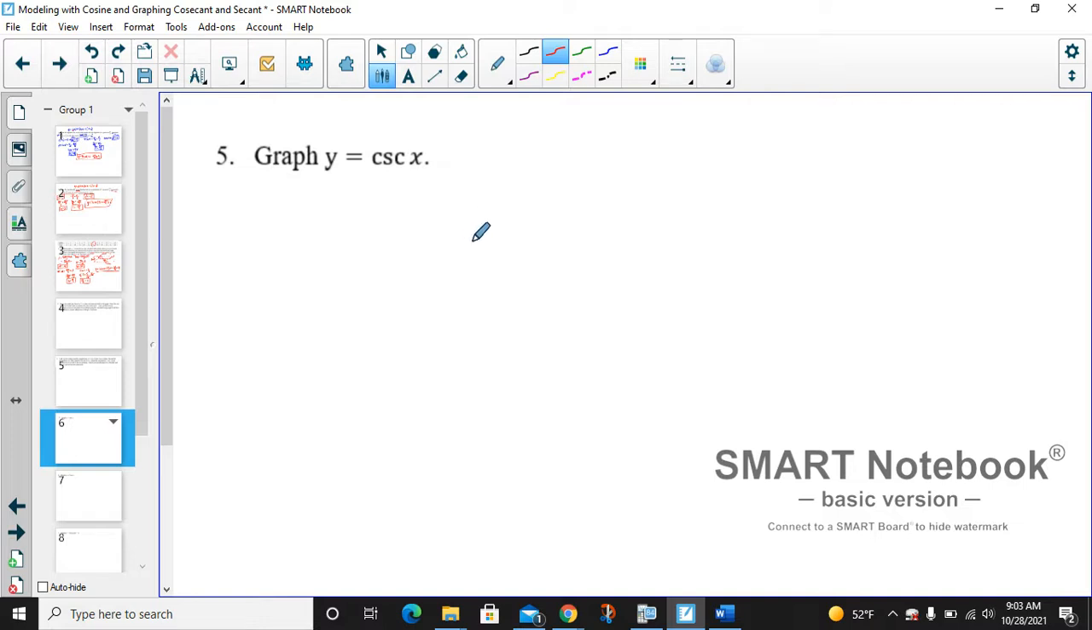Sine and cosine are used very frequently to model real world situations. The rest of these are not, so we won't get too crazy into them. Although cosecant and secant are actually quite easy once you know how to graph sine or cosine. So we'll go ahead and talk about that a little bit here.